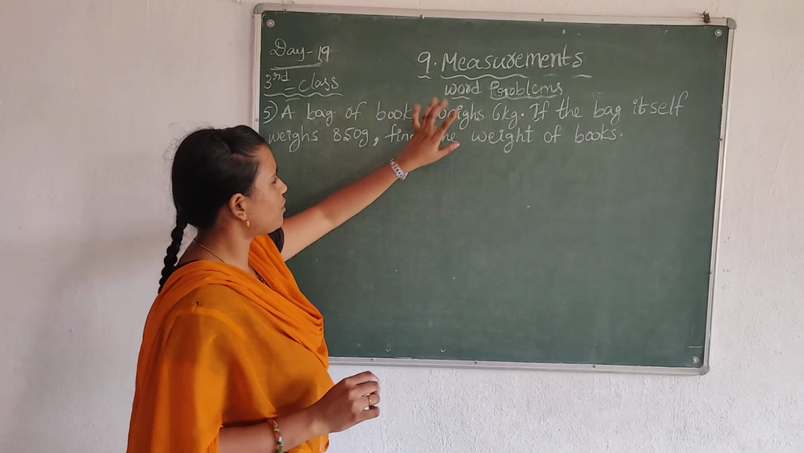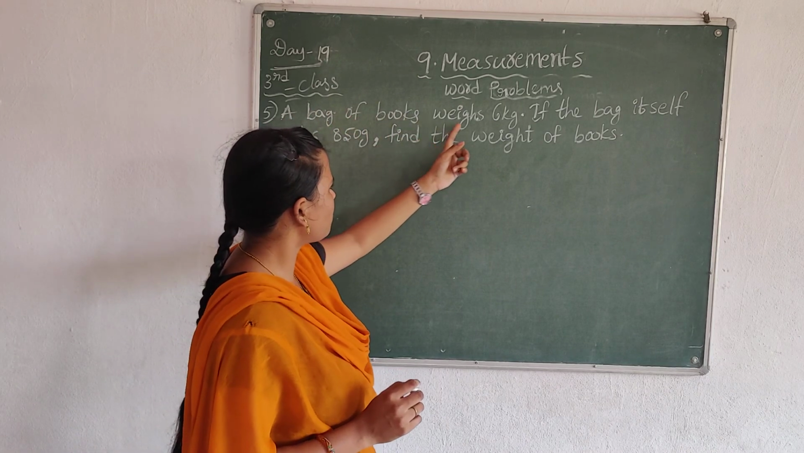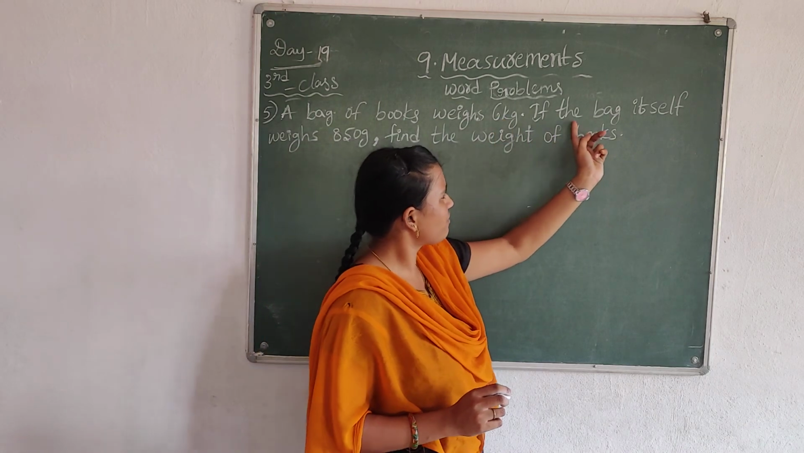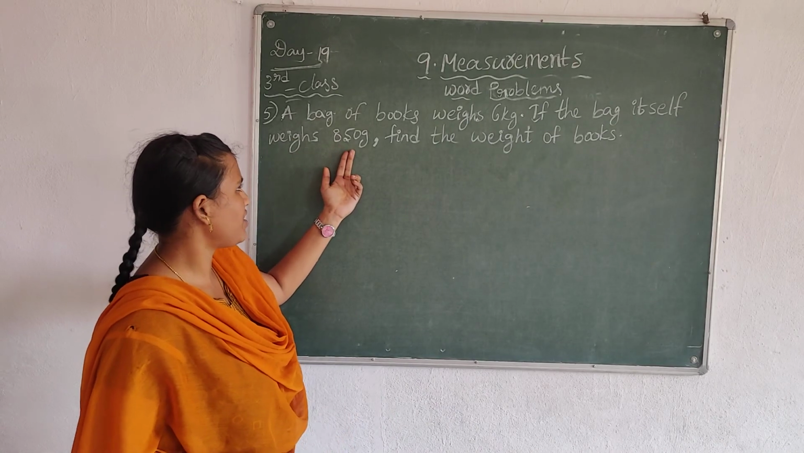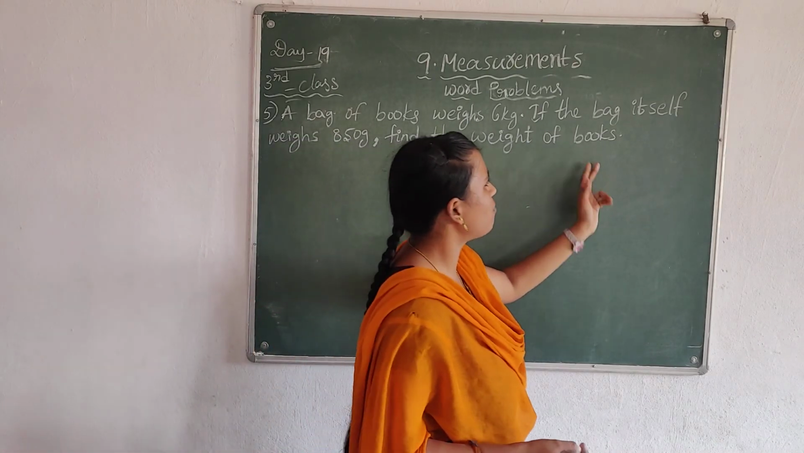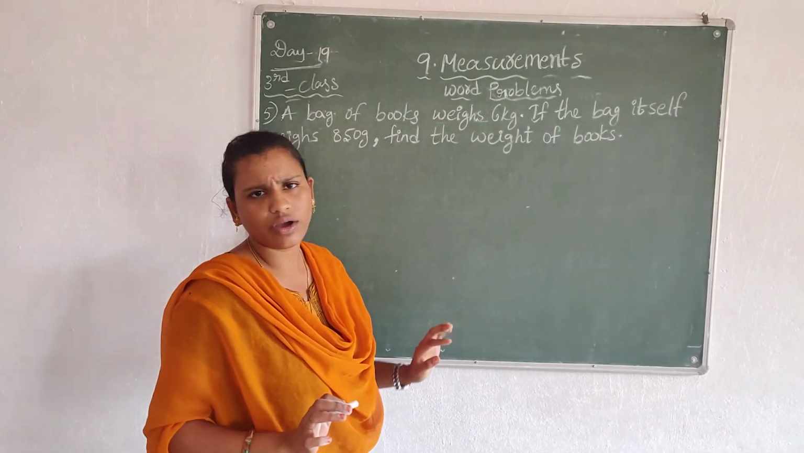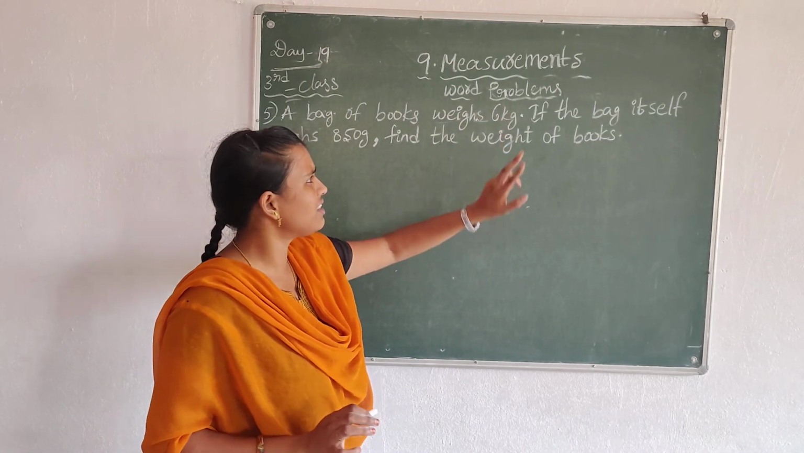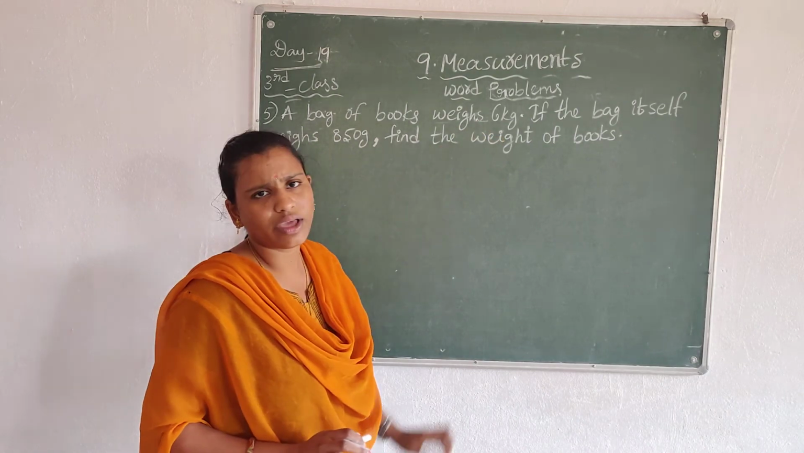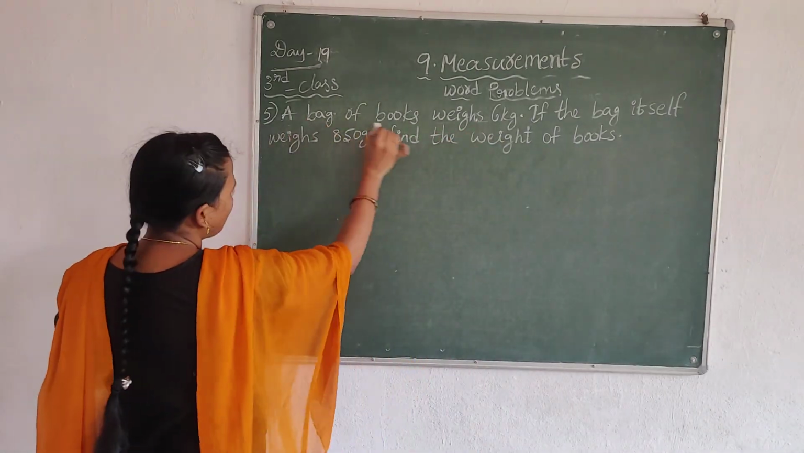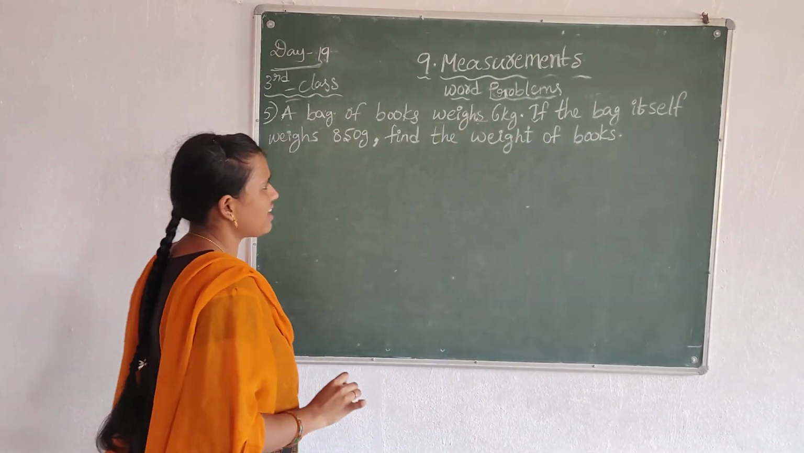Let's see word problems. The first one: a bag of books weighs 6 kgs. If the bag itself weighs 850 grams, find the weight of the books. This is not weight, it is weighs. Now don't write T here; this is the third form of the verb. Now this is weighs. A bag of books weighs 6 kgs. The weight of the bag is 6 kgs.